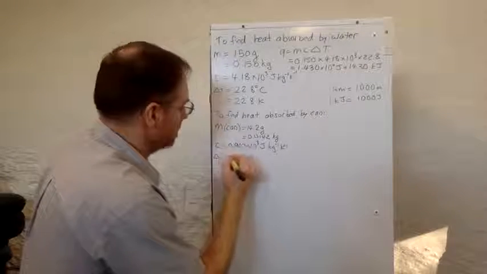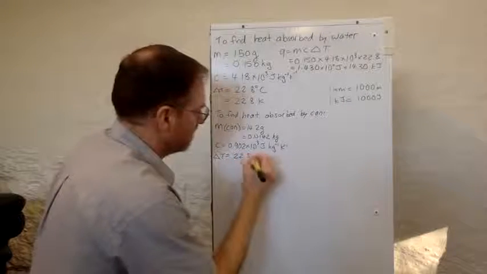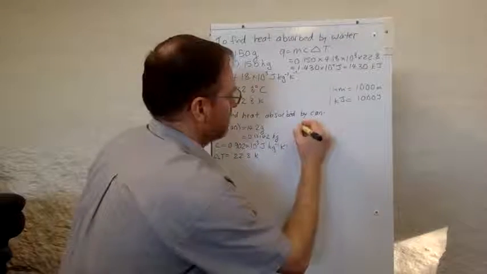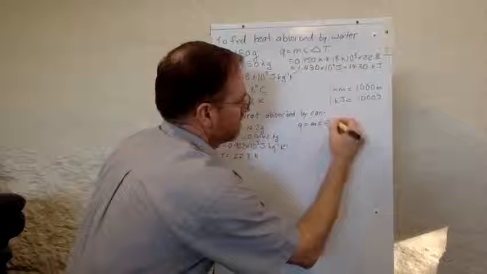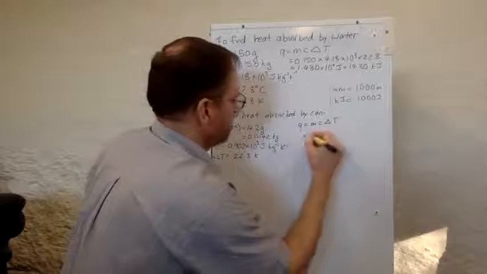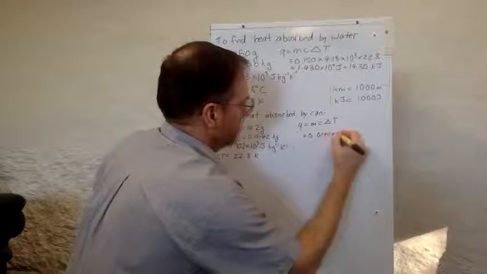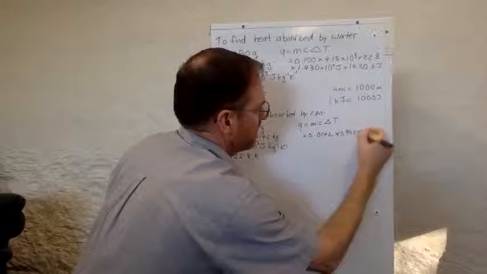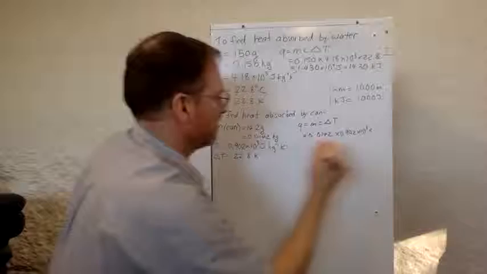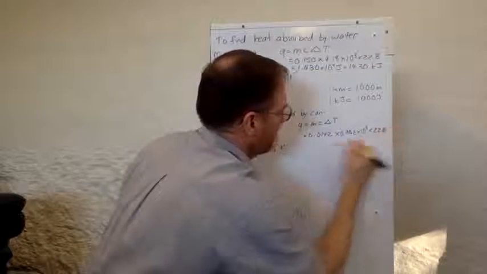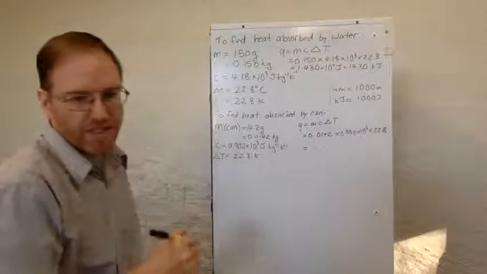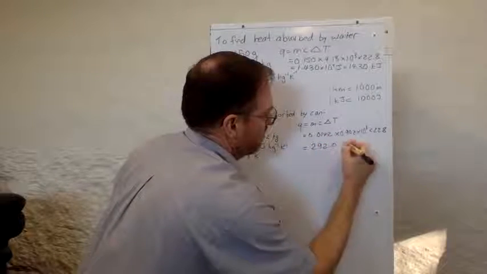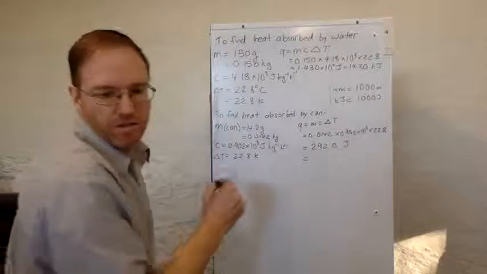My change in temperature is exactly the same because the can heated up by exactly the same amount as the water. And so I do exactly the same thing. Q equals M C delta T. I'll plug those in. 0.0142 times 0.902 times 10 to the 3 times 22.8. I plug all that into my calculator and I get 292.0 joules.